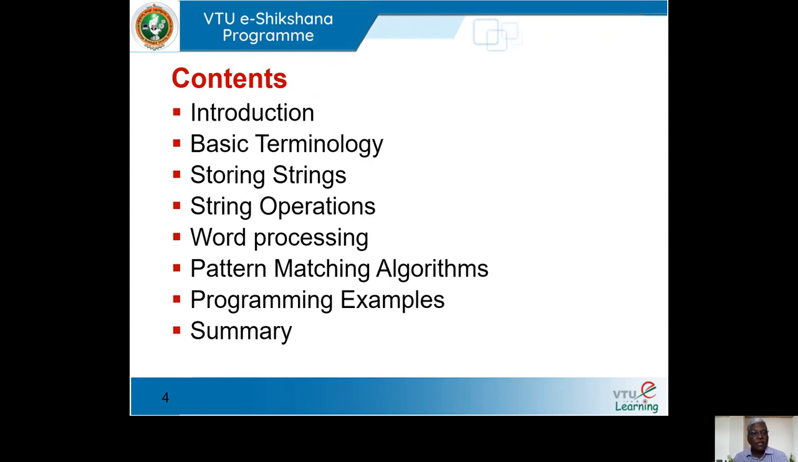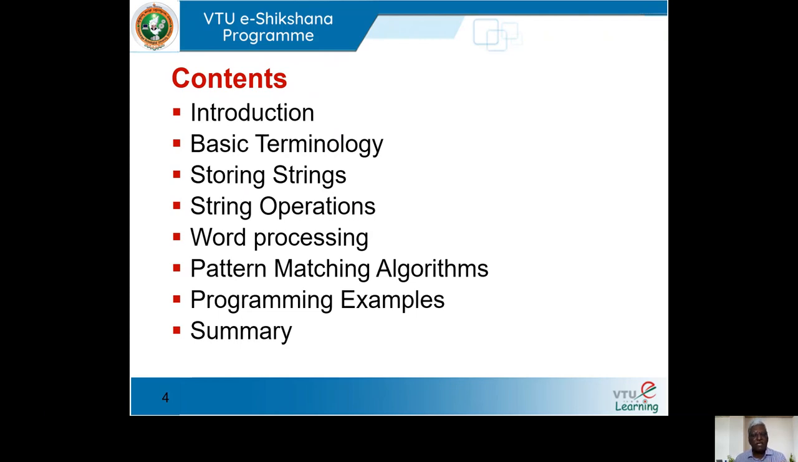For instance, in C language, we don't actually have a straightforward declaration like string. But when you talk about languages like Java or C sharp, you can declare strings straight away. We also have various types of operations, like how to find the length, how to find a substring, how to find the index, etc. Using these basic string operations, we can also do a lot of word processing work. So you will study a few word processing applications of how exactly these fundamental string operations can be applied.